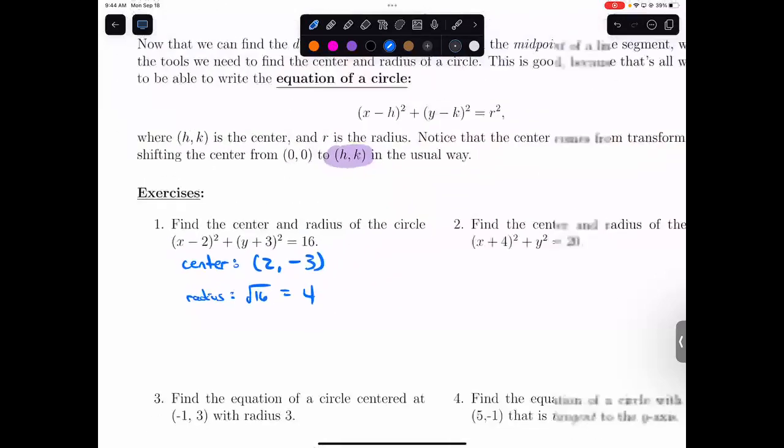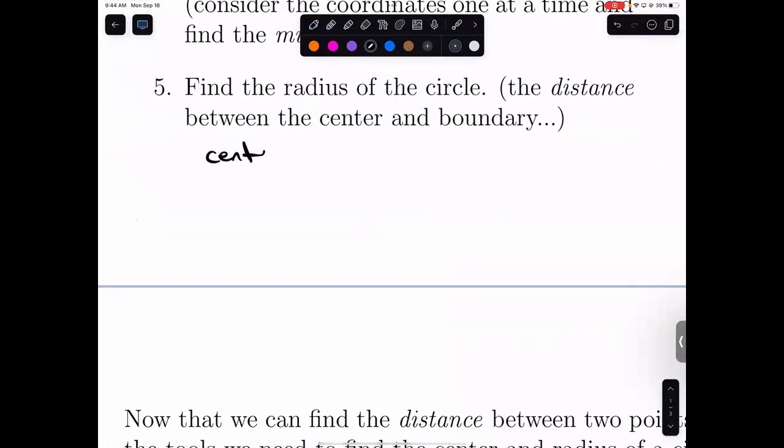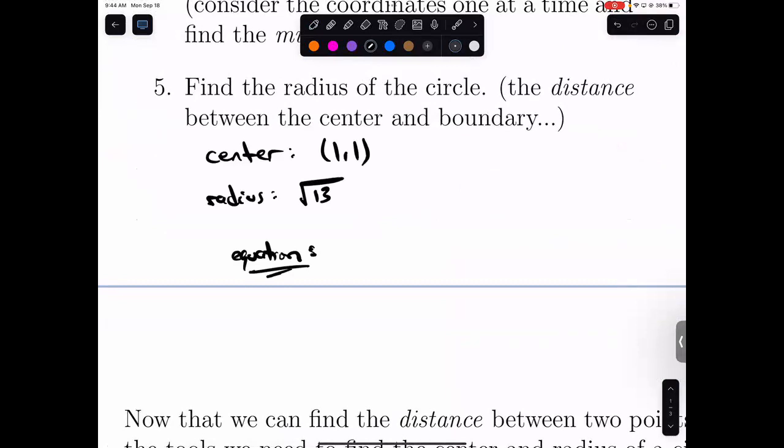How would we write down the equation of the one that we just did here that had center (1, 1) and radius square root of 13? Basically filling in the blanks of a Pythagorean theorem type thing, right? So some kind of x squared term, some kind of y squared term, we're adding those together, and it gives you the square of the hypotenuse, the radius.